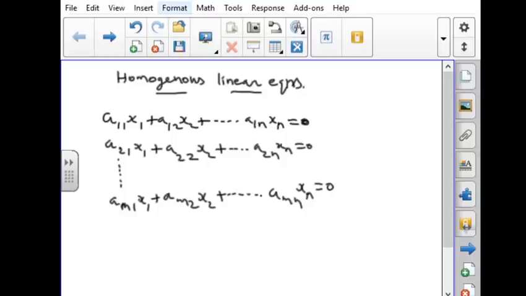So remember that if it is homogeneous, we have only zeros on the right hand side, that is we won't be having constant terms. So this system of equations is called homogeneous linear equations. This system is always satisfied when x1 is equal to 0, x2 is equal to 0, etc. up to xn is equal to 0. These solutions are called trivial solutions.